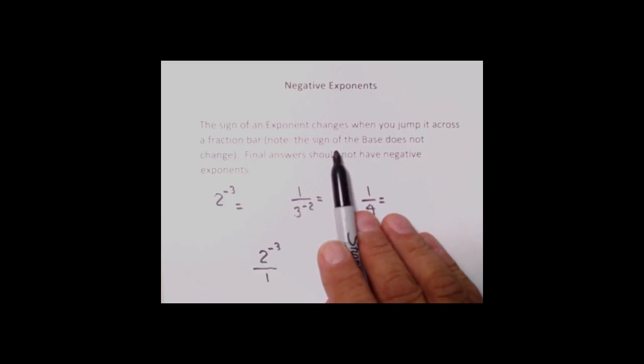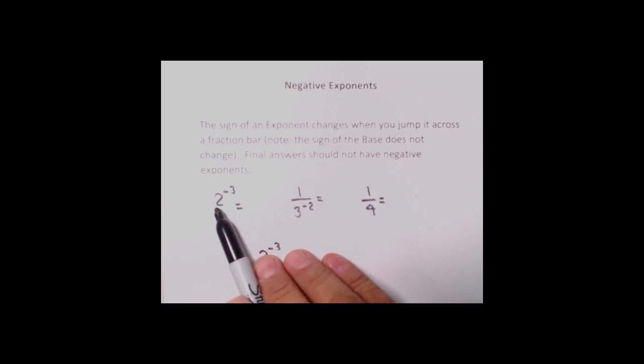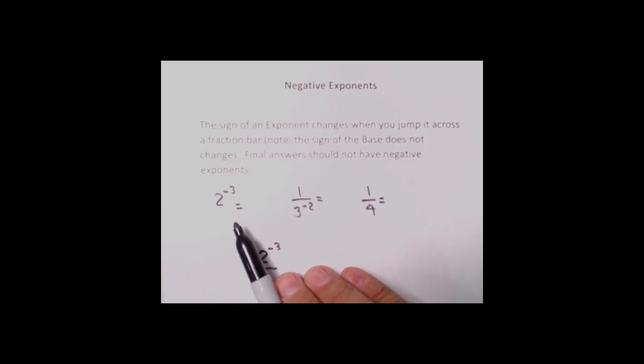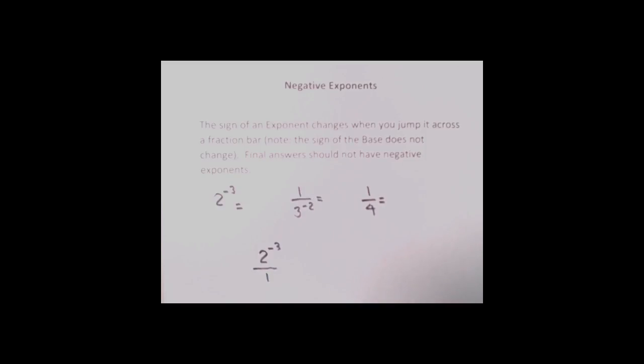Okay, so we're going to have to realize that the sign of the exponent and the sign of the base are two different things. One other thing to remember is that final answers should not have negative exponents in them, unless you're directed to do so, but that's very seldom. And so as a standing rule, no negative exponents in final answers. Well, let's take a look at some beginning things.